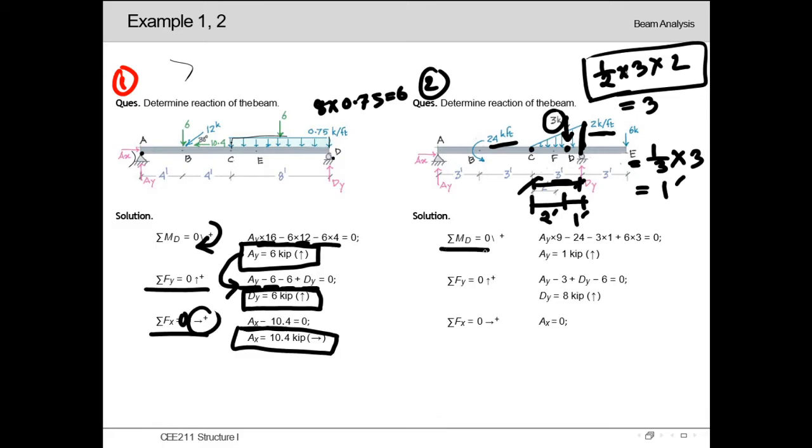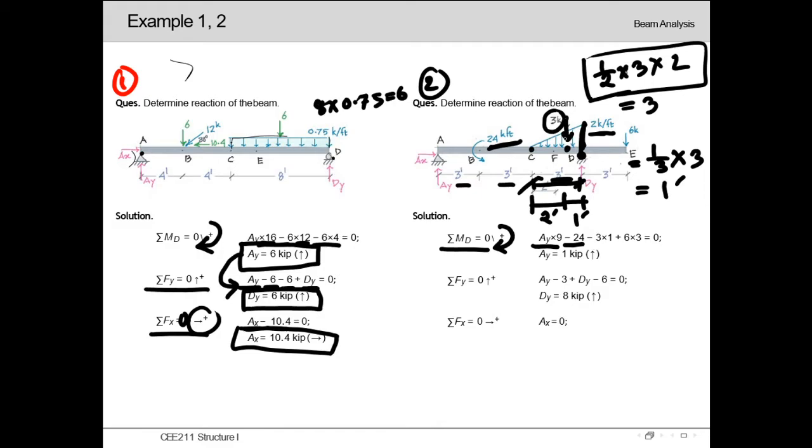Now applying summation of moment at D, considering clockwise as positive, we can see at point A, Ay is acting upward, giving a rotation in clockwise direction, so it will be positive Ay. The moment arm will be 3 plus 3 plus 3, which is 9. As we are calculating with respect to point D, so Ay into 9. And secondly, we can see here 24 kip feet is an external moment. So while taking the moment at D, we need to consider the external moments also. It's 24 kip feet. It's giving a rotation in anti-clockwise direction, but we have considered here clockwise as positive, so it will be negative 24.